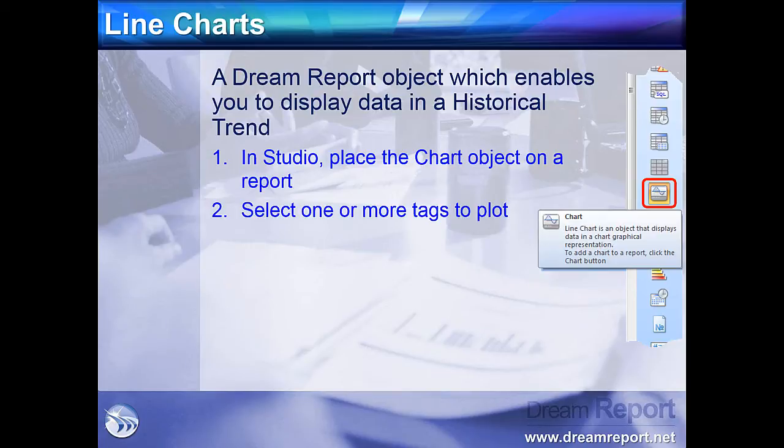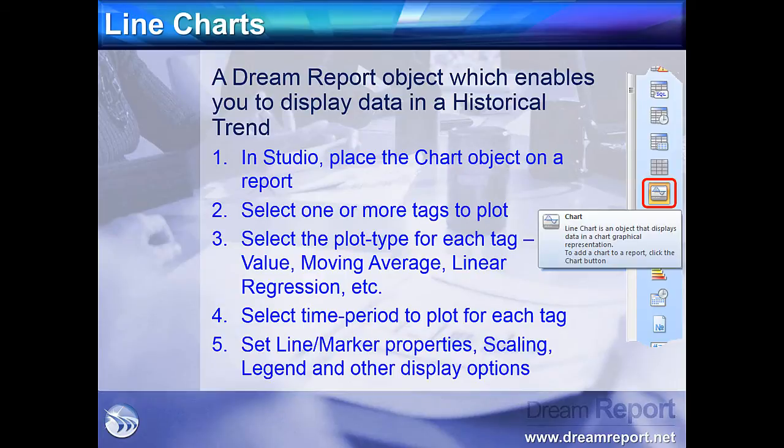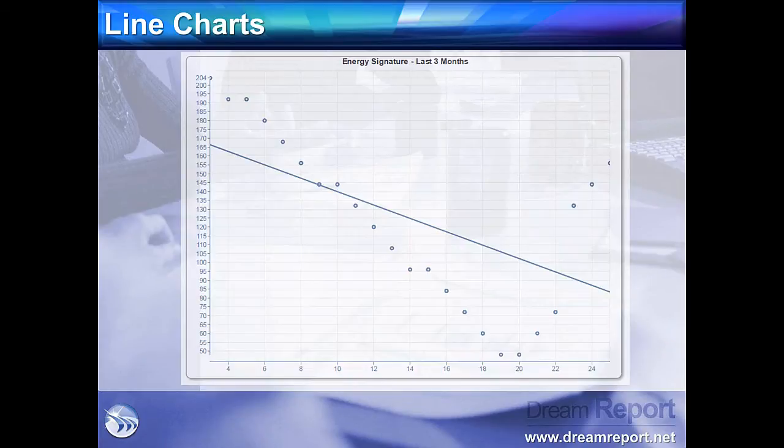Then select one or more tags to plot. Select the plot type for each tag, for instance value, moving average, linear regression, etc. And then select a time period to plot for each tag. Each tag can actually have its own time period. Finally, set line and marker properties, scaling, legend, grid, and other display options. The result is feature-rich trends to include in your report.